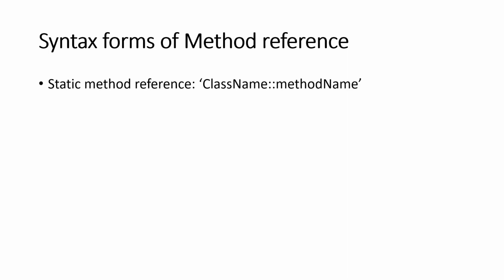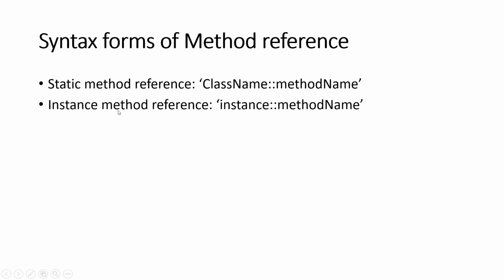Syntax forms. What are the syntax forms? For a static method, you have to use class name :: method name. This is how we need to refer. If it is an instance method, we give instance :: method name. If it is a constructor reference, class name :: new, then it will create a new object with the constructor reference. So these are the three different types of syntax we have: static method reference, instance method reference, and constructor reference.